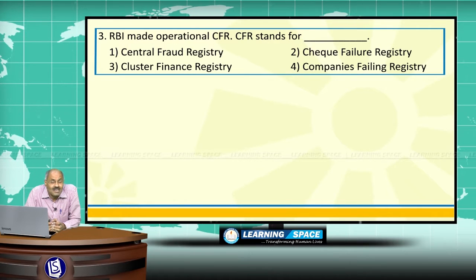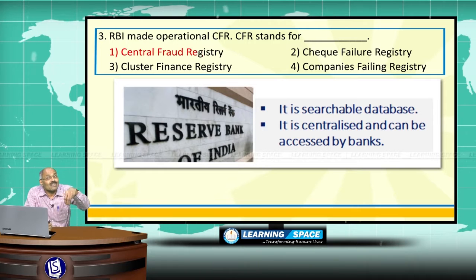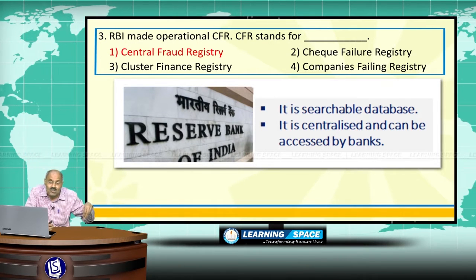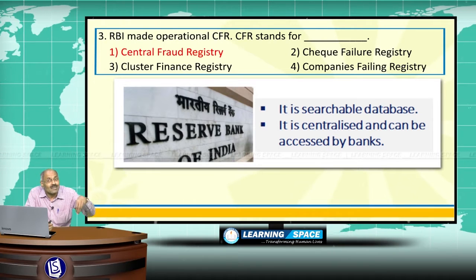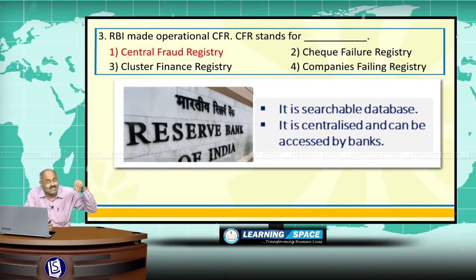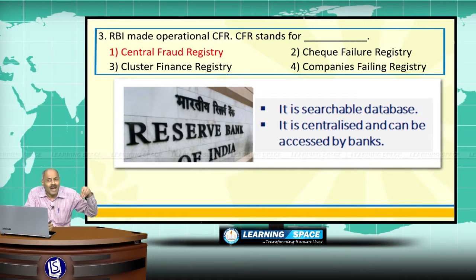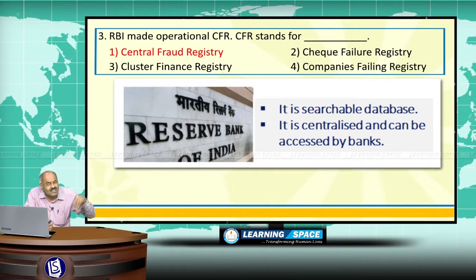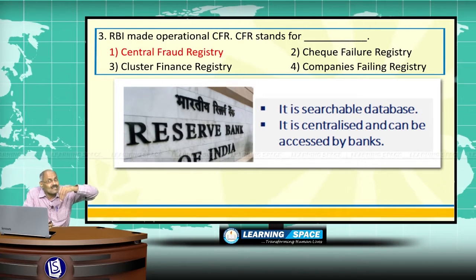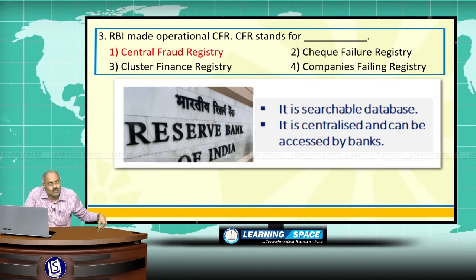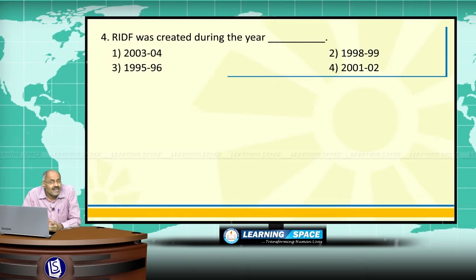RBI made operational CFR. What is CFR? CFR is the Central Fraud Registry. Recently, RBI has made operational this Central Fraud Registry, and it is a centralized, searchable database. Banks can access it and banks will get an advantage, because with this centralized database banks can analyze before giving loans, right?